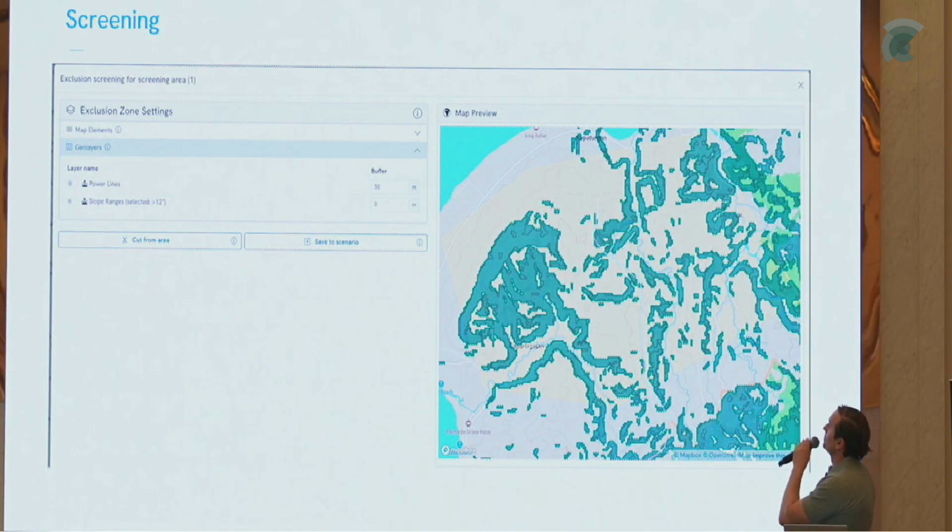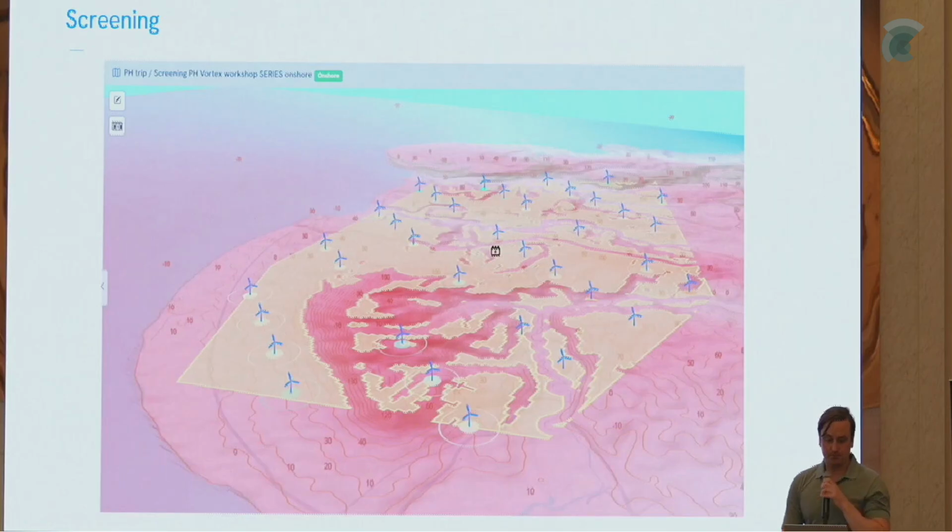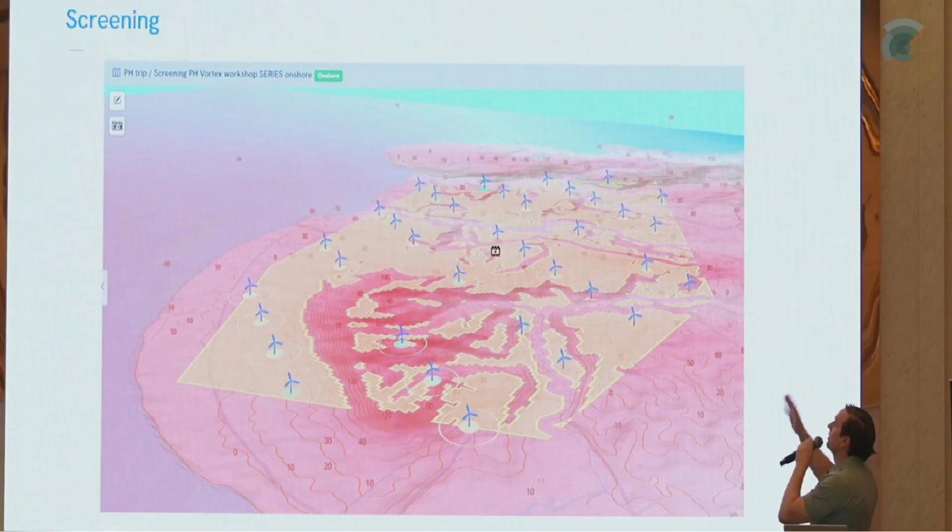Here you can also apply these slope ranges, and then the redesign will also make sure that these slope ranges are excluded from the optimization, and then you have a fully redesigned polygon as well. Now, this is just the screening phase that I'm explaining, and this is very common when we're looking at, are there any areas of interest?